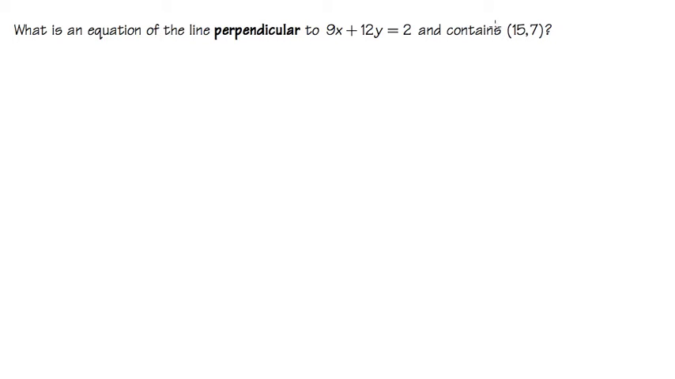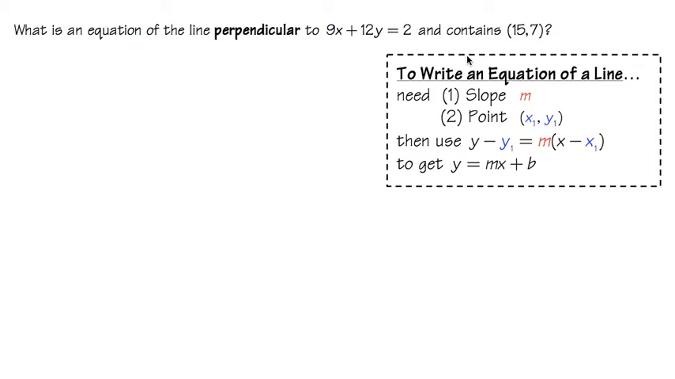So this is what we do whenever we're trying to find an equation of a line. We need two things first. First, we need the slope, and then we need to have the point. So we can plug in the slope and the point into the point-slope form of the line: y minus y1 is equal to m times (x minus x1). At the end, we will isolate the y to get y is equal to mx plus b, namely the slope-intercept form. And usually this is the end.